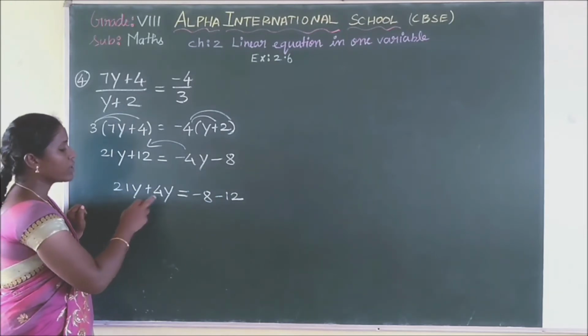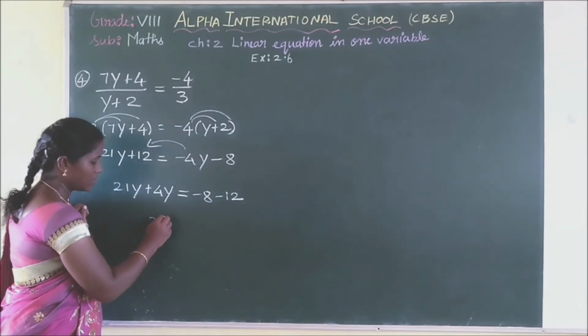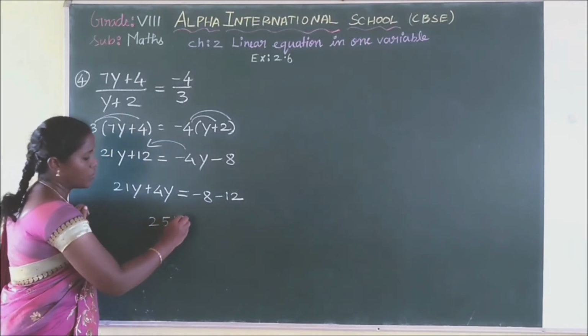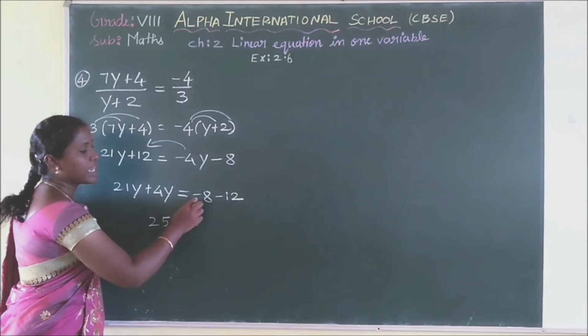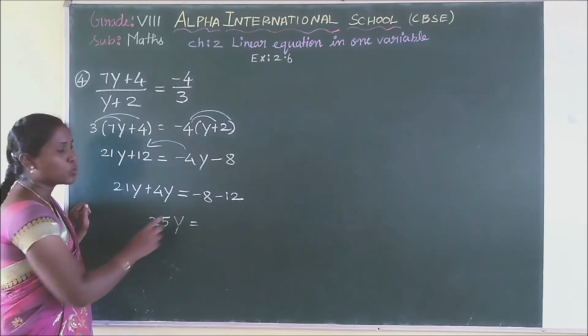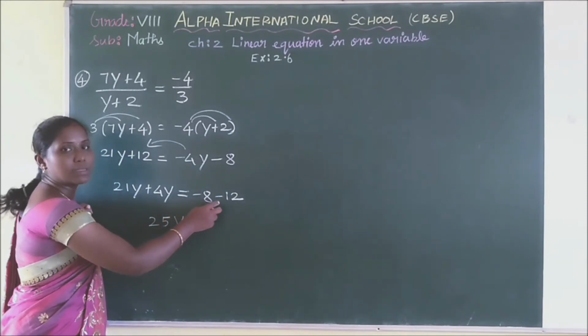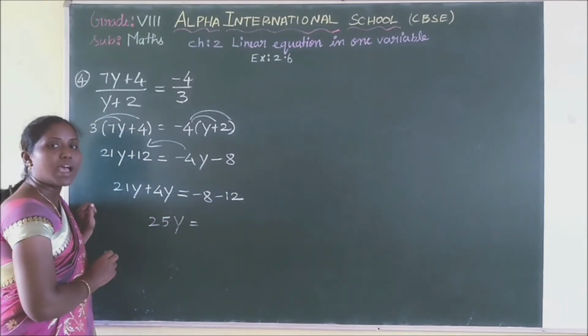What is the value of 21 plus 4? It is 25. What about here? Minus minus. Both the numbers have a minus symbol. Same sign means we have to add the terms.